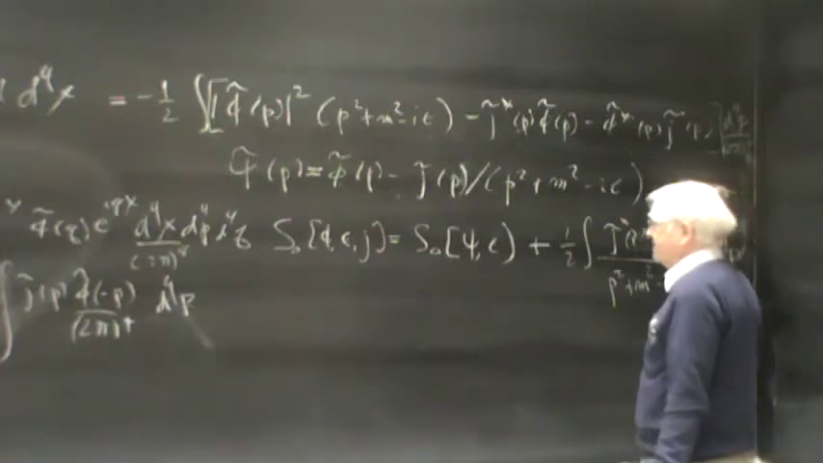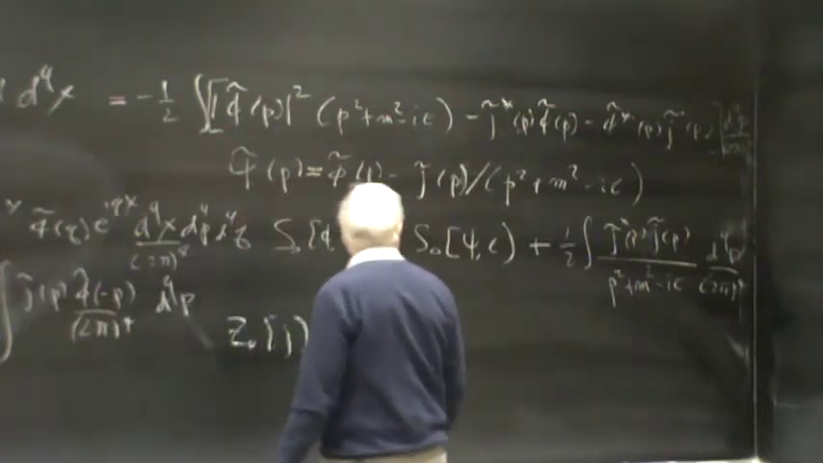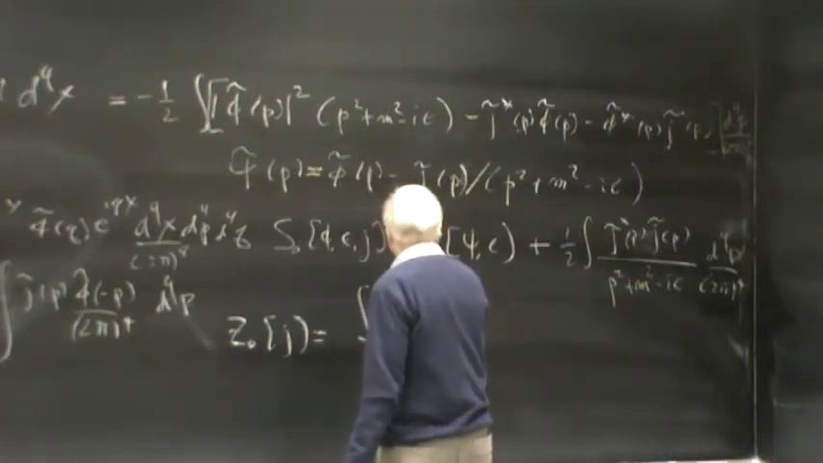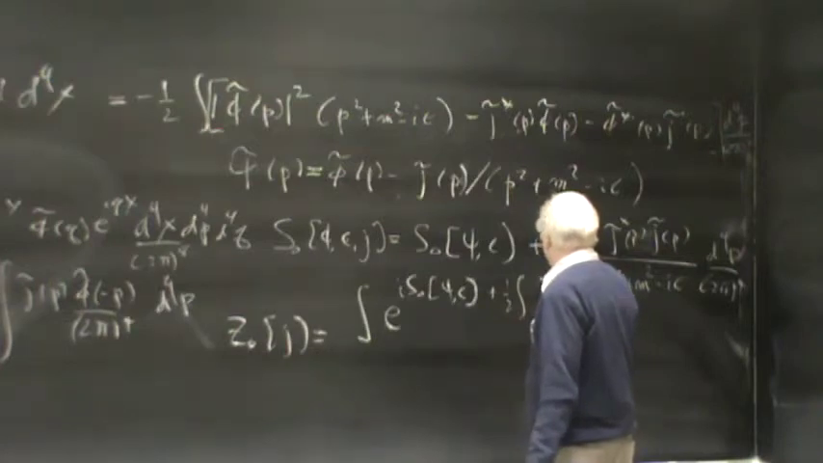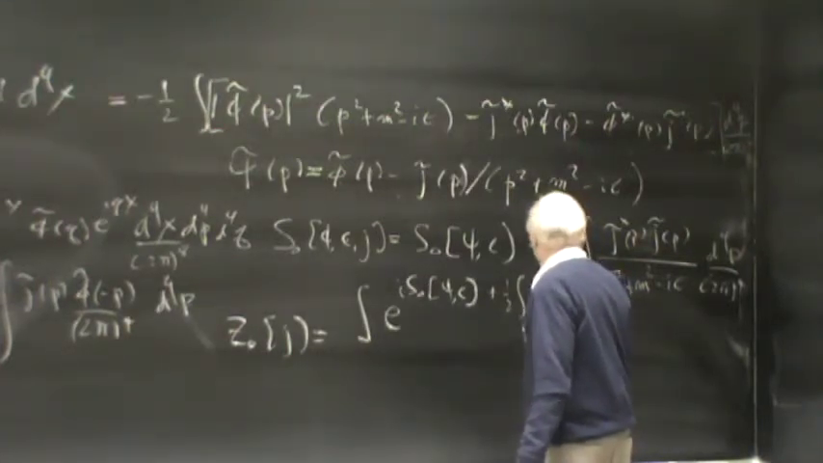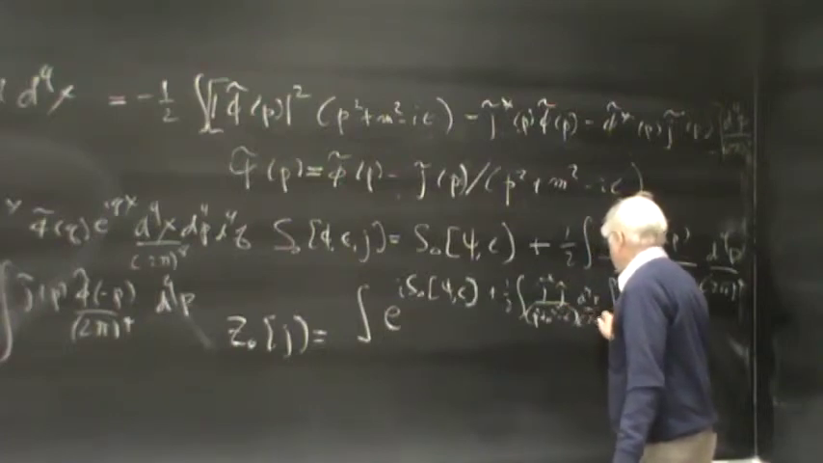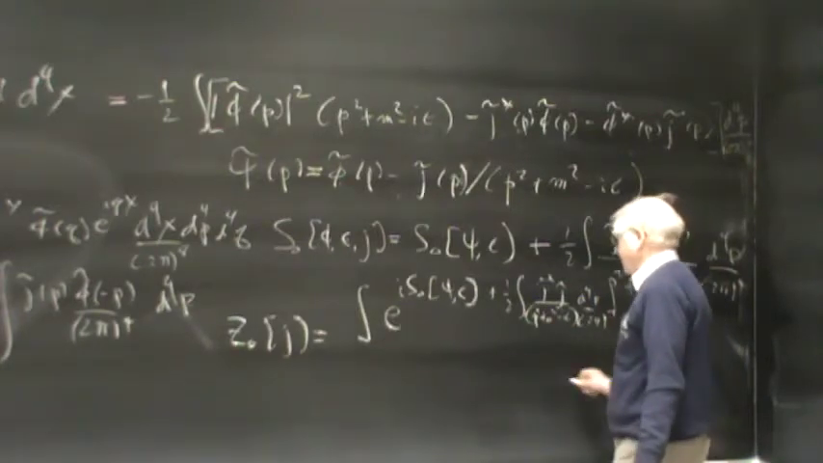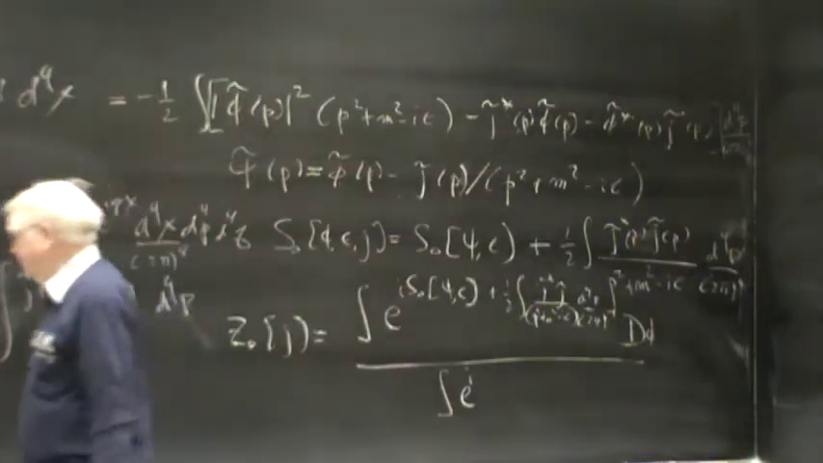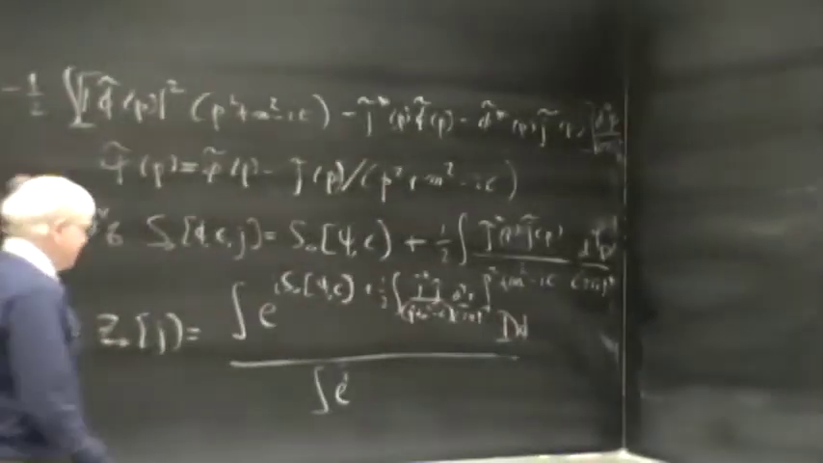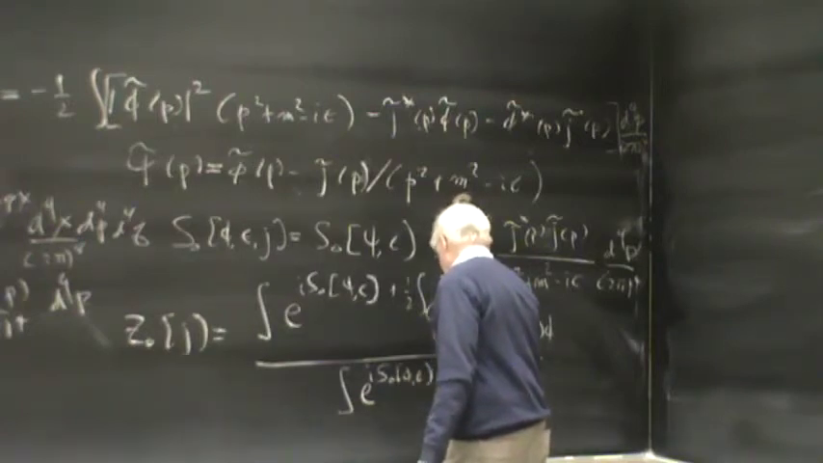But now the thing is kind of interesting, because you see this Z0 of J now. What is it? Well, it's an integral e to the I S0 of psi and epsilon plus a half integral j tilde star j tilde over this p squared plus m squared minus I epsilon d4 p over 2 pi to the 4th. This thing is still d phi, and it's divided by integral e to the I S0 of phi and epsilon d phi, which is all we have down here.